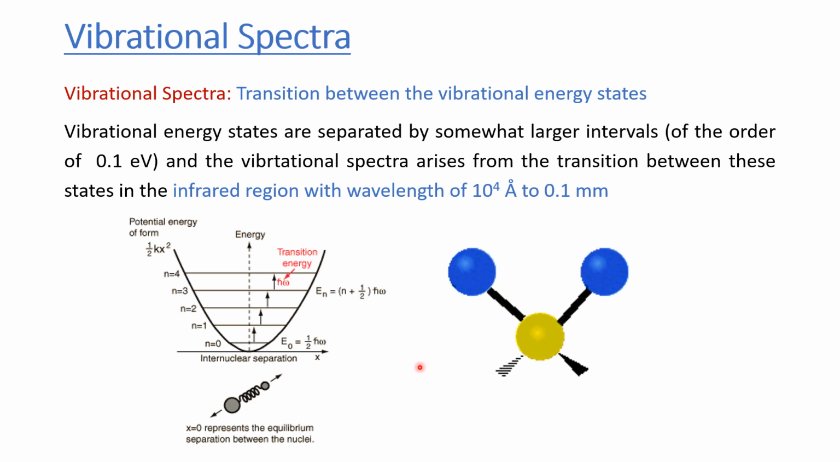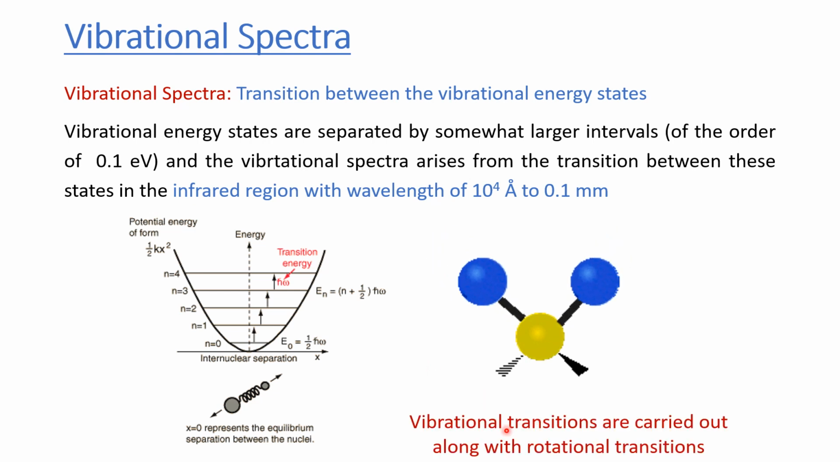vibrational energy states. This must be kept in mind: the vibrational energy levels are higher than the rotational energy levels. So when you are exciting a vibrational energy level, you are actually exciting many more rotational energy levels as well. Whenever there is a transition between the vibrational states, there is also a transition between the rotational states. That is why the vibrational transition is always carried out along with the rotational transition. In other words, the vibrational spectra contain the rotational spectra as well.